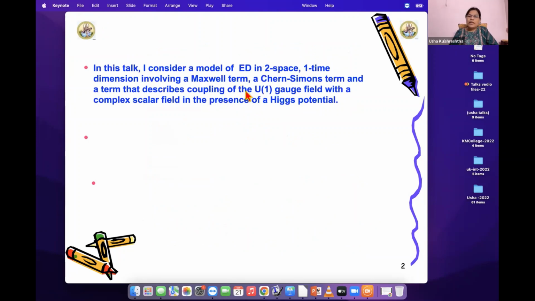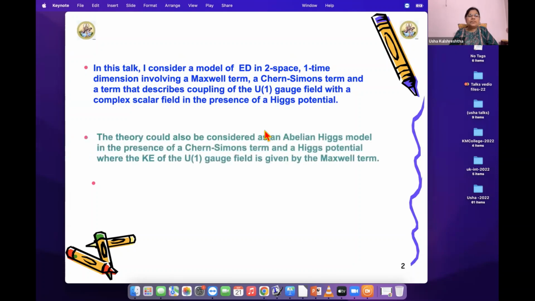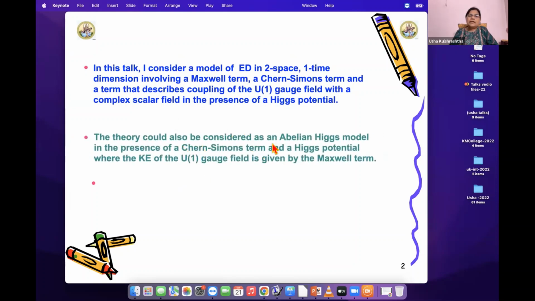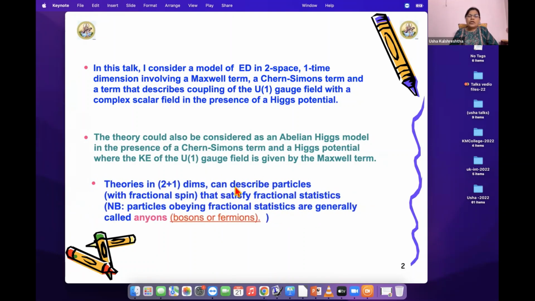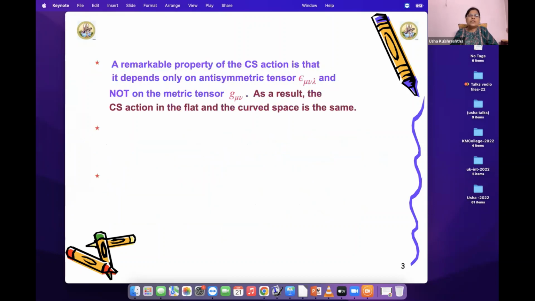So it's a model of electrodynamics in two-space one-time dimension, which involves a Maxwell term, a Chern-Simons term, and a term that describes coupling of the U1 gauge field with the complex scalar field in the presence of a Higgs potential. This theory could also be considered as an abelian Higgs model in the presence of the Chern-Simons term and a Higgs potential, where the kinetic energy of the U1 gauge field is given by the Maxwell term. And these theories in 2+1 dimensions can describe particles that satisfy fractional statistics. So these particles which satisfy these statistics are generally known as anyons.